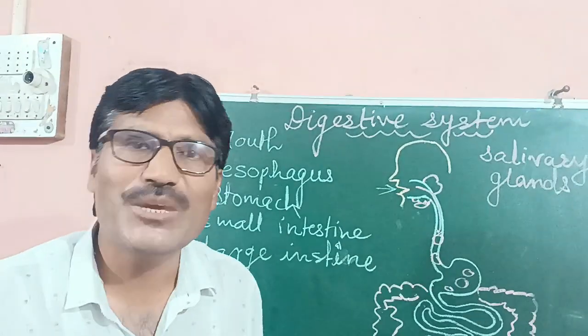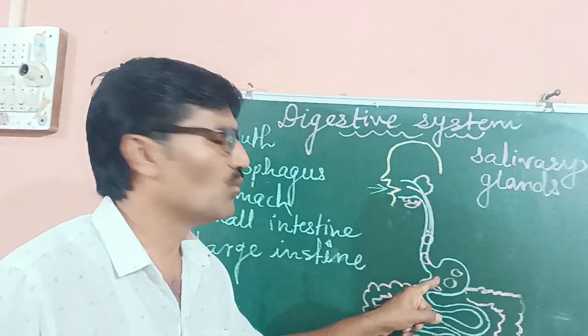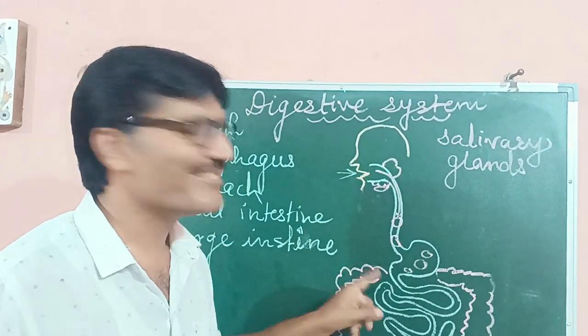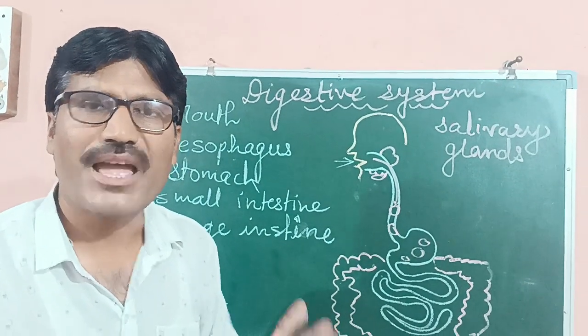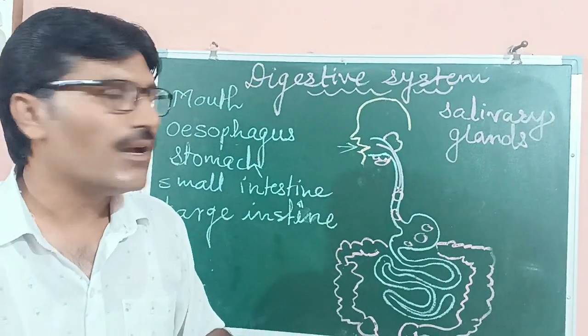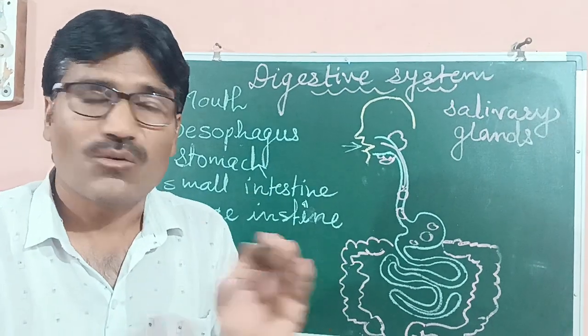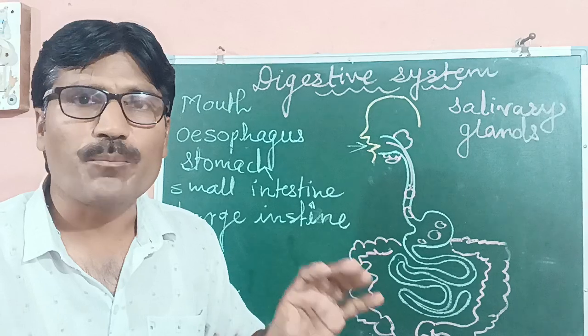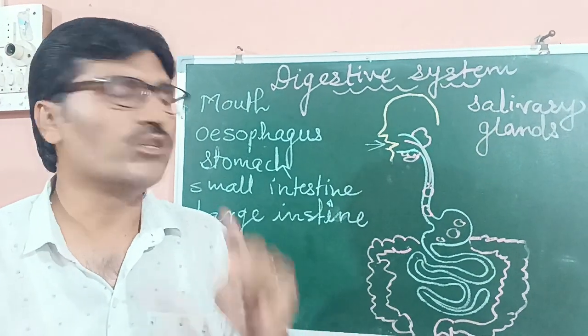If you are fast asleep, if you are sleeping at night, your stomach is working, your brain is working, your lungs are working. That means internal organs are continuously working. They are doing their function. They are not stopping their function up to your death.